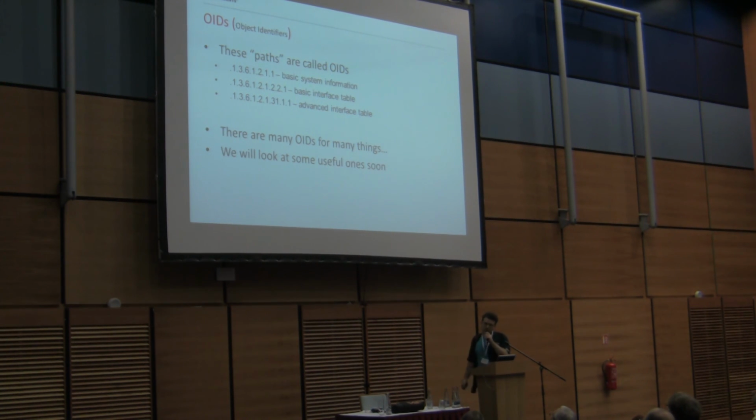OIDs, object identifiers, are actually the paths inside of the SNMP tree, you could say. So these are called the OIDs. What we've been seeing up until now, these sequences of numbers, are actually OIDs. So this sequence of numbers, we could say, is the basic system information OID. There are many OIDs for many things, and we will look at some useful OIDs soon.